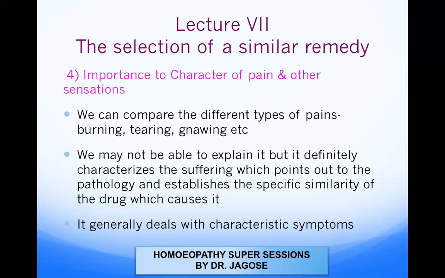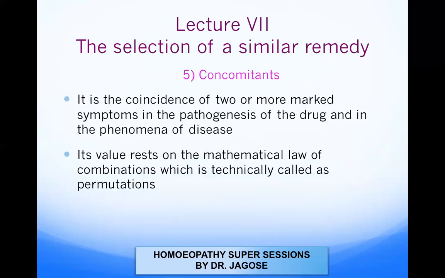It generally deals with characteristic symptoms. Concomitance, it is the coincidence of 2 or more marked symptoms in the pathogen of the drug and the phenomena of disease. So either 2 or more symptoms are seen in the pathogen of the drug when you prove the drug, or in the phenomena of disease. So it could be a mental phenomena, it could be a physical phenomena, and so on.